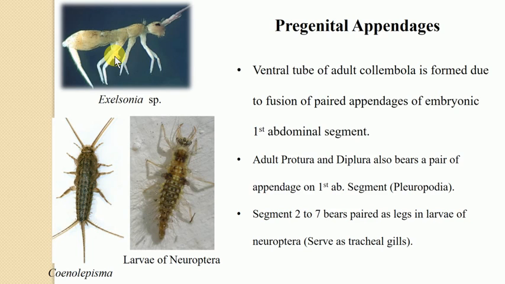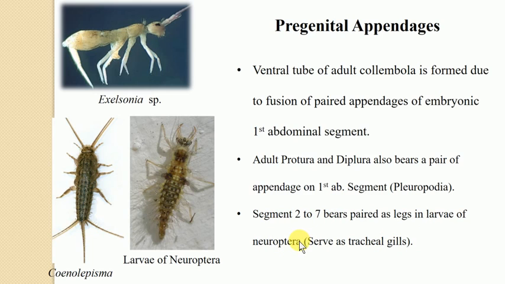Similarly, adult Protura and Diplura also bear a pair of appendages on the first abdominal segment, though they occur as paired glandular appendages and are commonly termed pleuropodia. These pleuropodia are found in the Protura and the Diplura, and they are also regarded as pregenital abdominal appendages. Similarly, segments 2 to 7 bear a pair of appendages as legs in the larvae of Neuroptera.